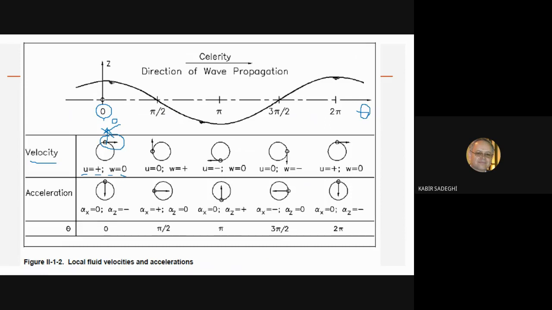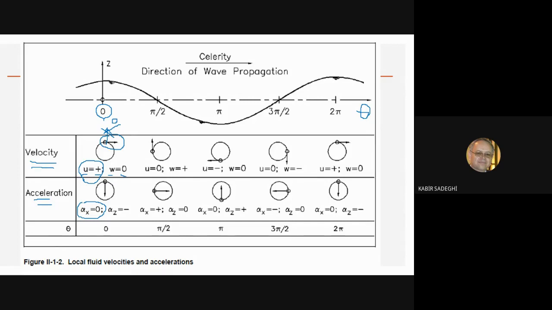Now let's see what happened to the acceleration. When we have u, which is velocity at x, maximum and positive, acceleration in that direction, x, is zero. Why? Because for finding the maximum of each value, you take the derivative of that and set it equal to zero. And you know that acceleration is the derivative of velocity. Therefore, everything that you have seen in physics one, in kinematics, is valid here: the relation between acceleration and velocity.